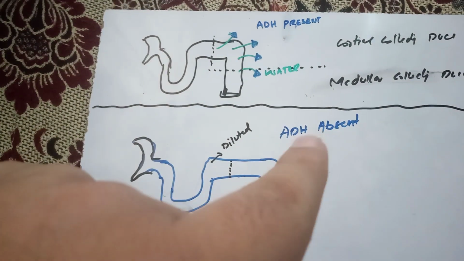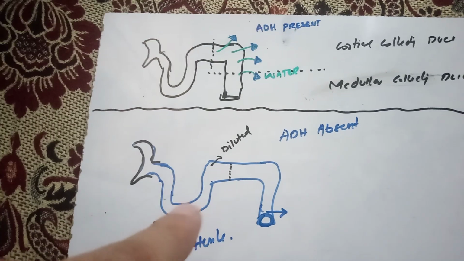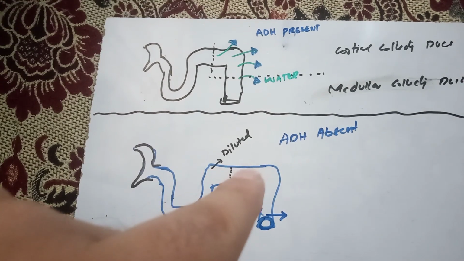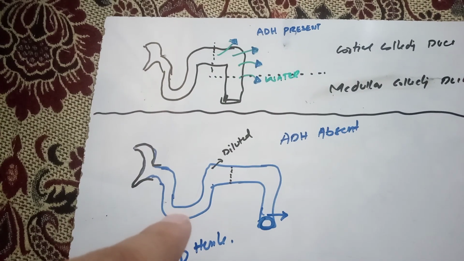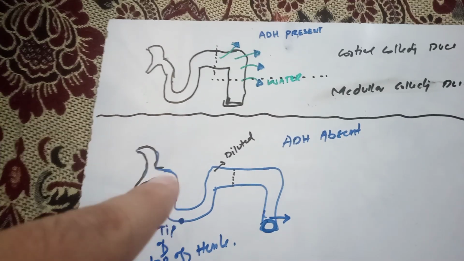In the absence of ADH, most concentrated urine will be... Now we know that dilution starts over here, in the thick ascending limb of Henle, and it is further diluted. Now the most concentrated urine will be at the tip of the loop of Henle. If that is not an option, then proximal DCT.